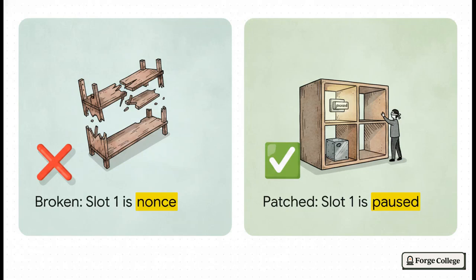Take a look at the broken version 2 on the left, where slot 1 is the nonce and slot 2 is paused. Now look at our patched version 2 on the right. Slot 1 is paused and slot 2 is the nonce. The proxy finds paused exactly where it left it. That sensitive action runs flawlessly, and our new nonce variable is safely tucked away in slot 2, completely out of the proxy's blindfolded path. The context is perfectly preserved.